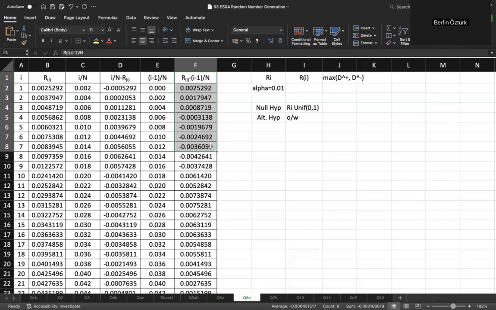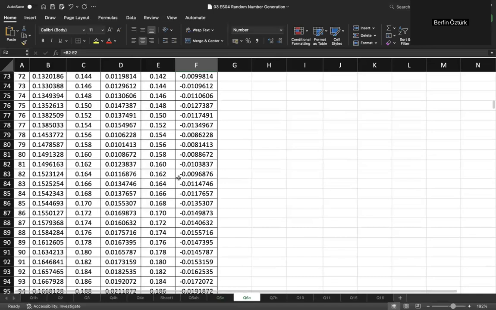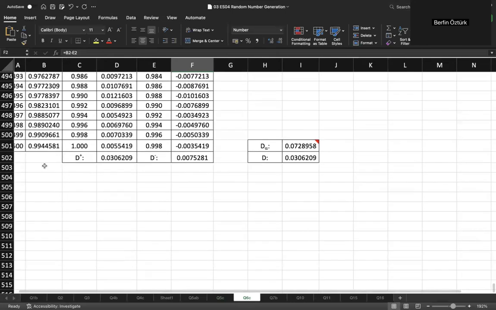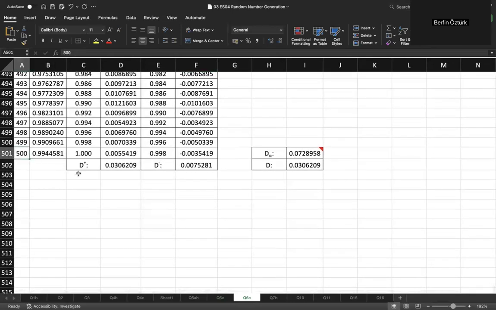So we will be finding the maximum deviation of our theoretical CDF from the empirical CDF. Out of the values we found from here and from here, again, we will be choosing the maximum. So we wrote those formulas, propagated down, and let me go to the end of this table. After 500 iterations, we generated 500 random numbers.